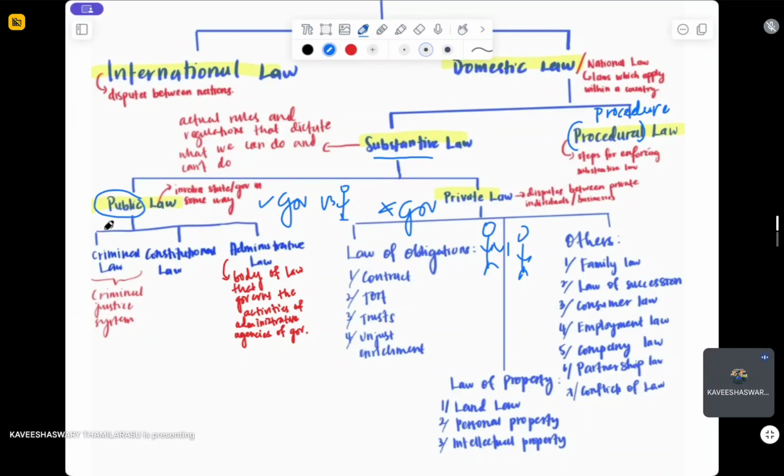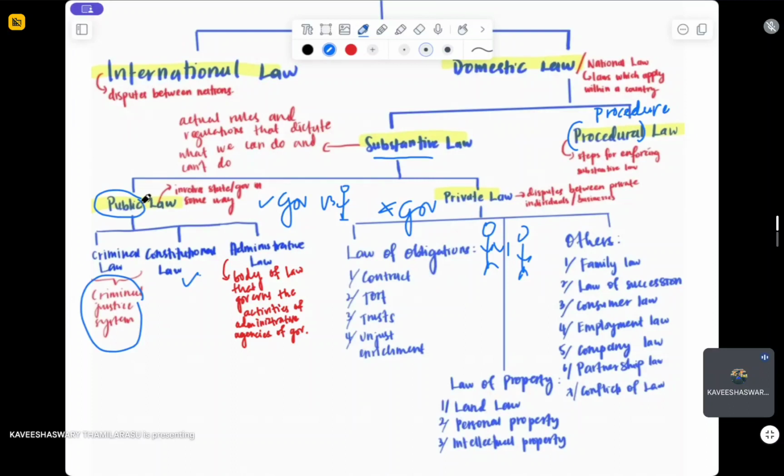In public law, there are basically only three umbrellas. The first is criminal law, which is under the criminal justice system. Constitutional law is anything that refers to our constitution, perlembagaan persekutuan. And then administrative law is the body of law that governs the activities of administrative agencies of the government. For example, Kementerian Pendidikan or Kementerian Pengangkutan, the ministries, would be governed under administrative law and how they should administrate certain things.